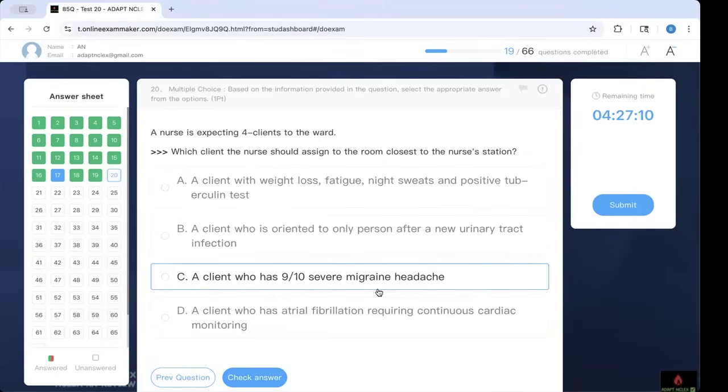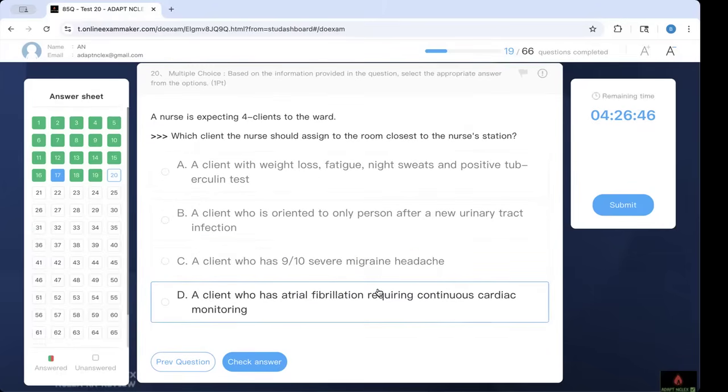And this is expecting 4 clients to the ward. Which client should the nurse assign to the room closest to the nursing station? Somebody who has a problem, who is going to fall. The client with weight loss, fatigue, night sweats, positive tuberculosis test. A client who is oriented to only person after a new UTI infection. A client who has a 9 out of 10 severe migraine headache. A client who has AFib requiring continuous cardiac monitoring. Who should be at the nursing station?